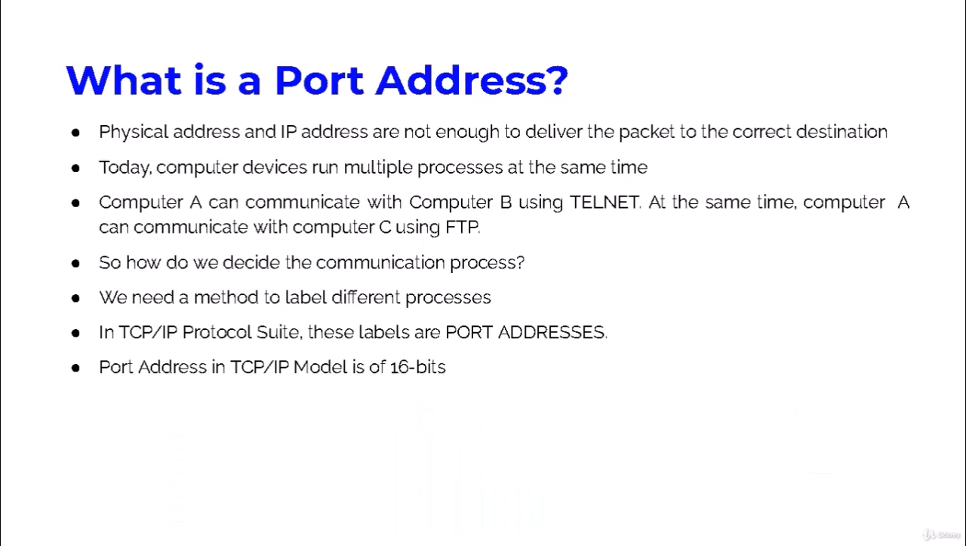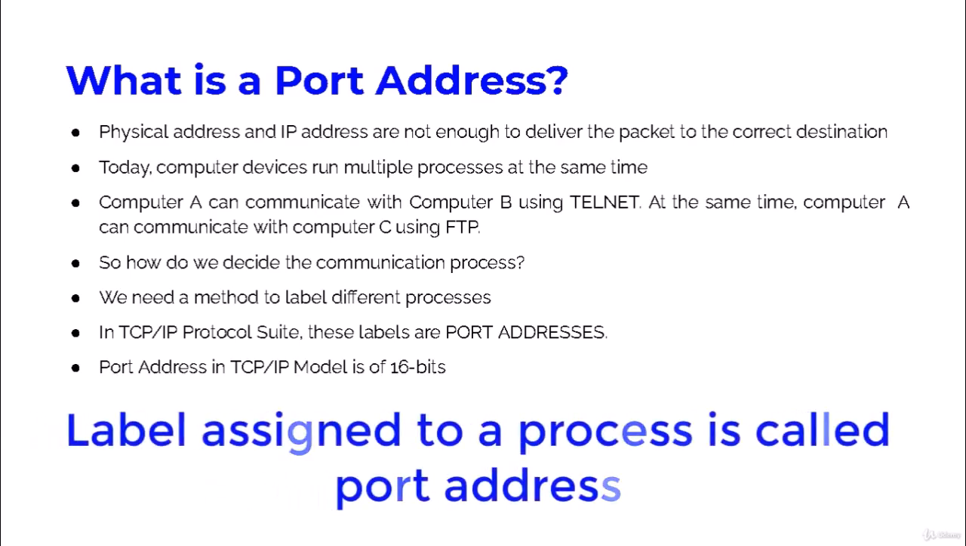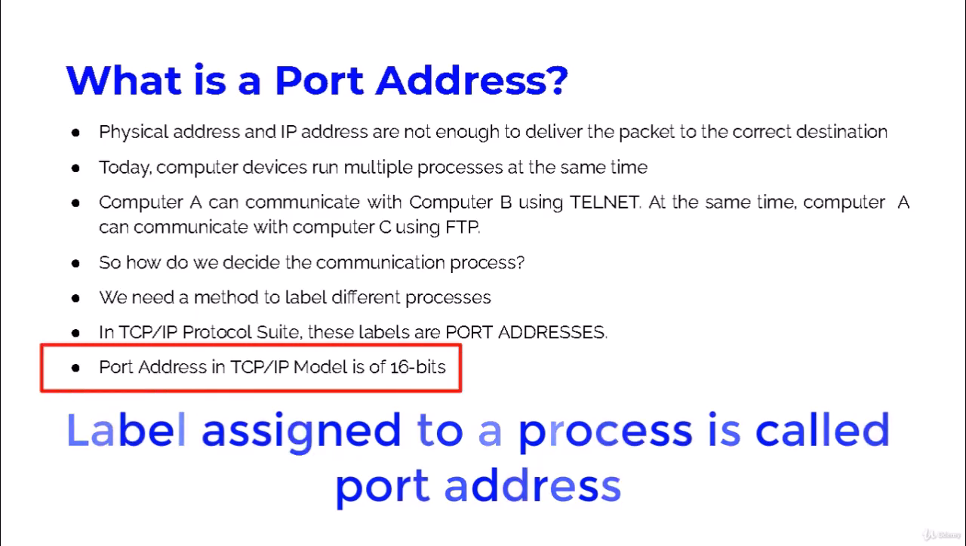For example, computer A can communicate with computer C by using Telnet. But at the same time, computer A communicates with computer B by using FTP. For these processes to receive data simultaneously, we need a method to label the different processes. In other words, they need addresses. In the TCP/IP architecture, the label assigned to a process is called a port address. A port address in the TCP/IP protocol is 16 bits in length.